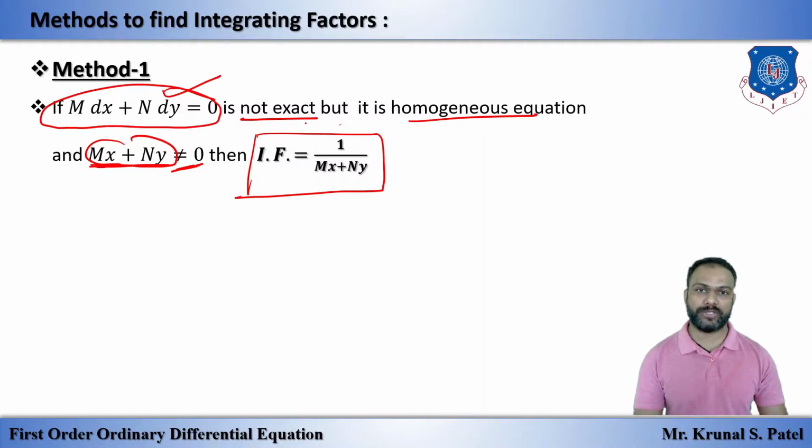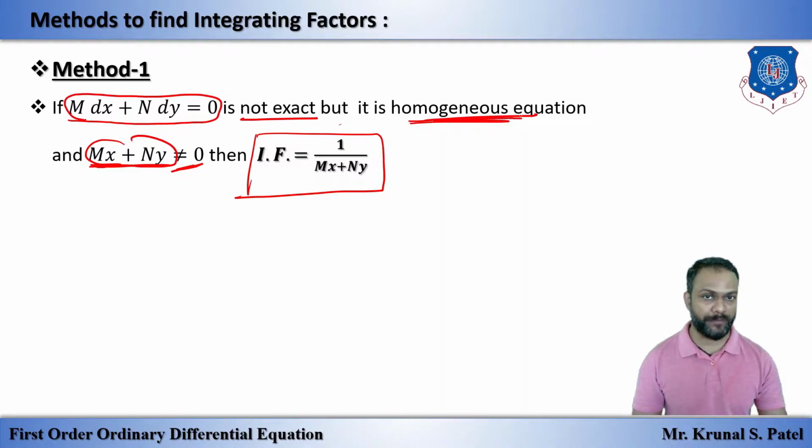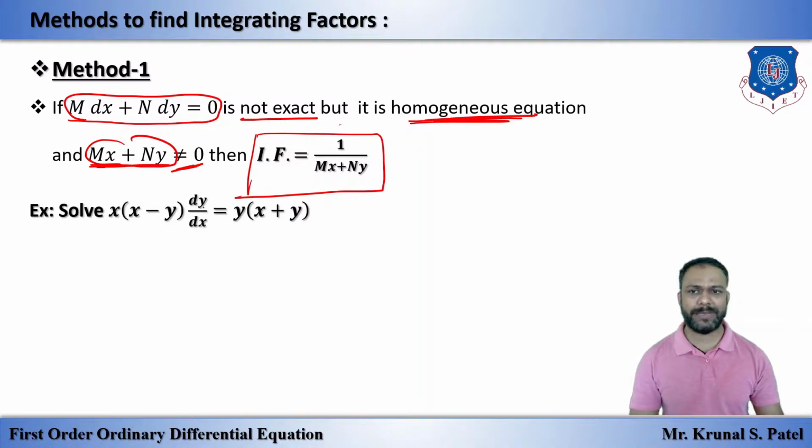Now you may have a question in your mind: sir, if this is homogeneous, then can't we solve this differential equation by the homogeneous differential equation method? Yes, you can solve it that way, but we also have this other method. By checking that it is not exact and is of the homogeneous form, the integrating factor is 1 upon M into x plus N into y. So to understand this method, let's have a look at one example.